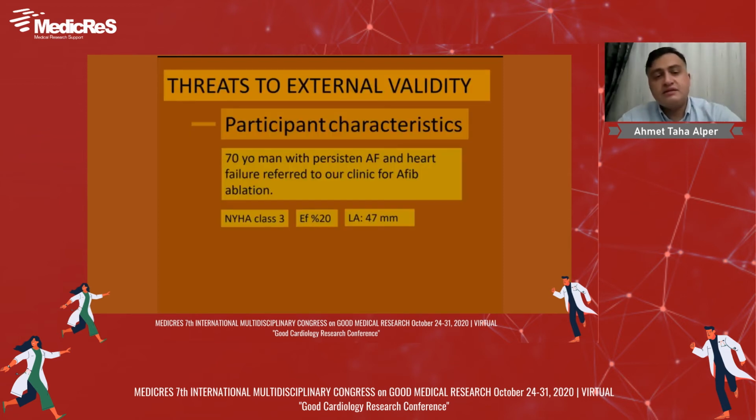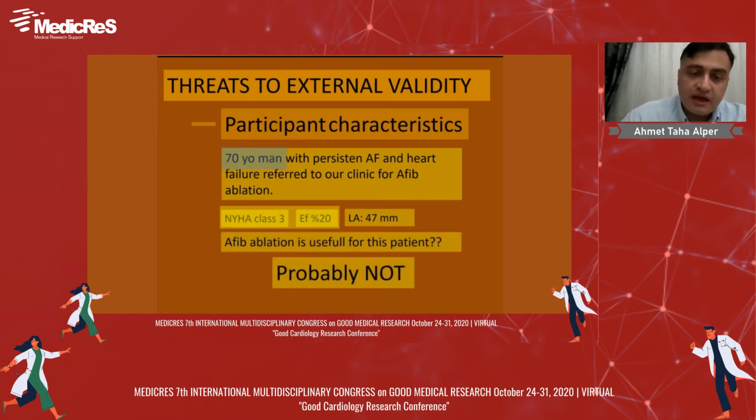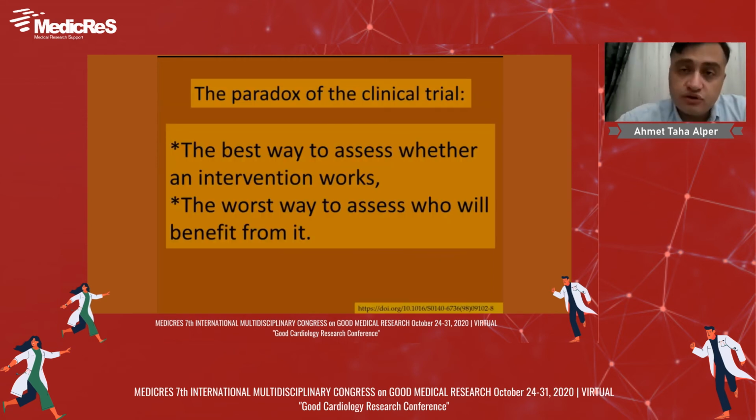When we go back to our case, he is a bit older, and his heart failure is severe. Subgroup analysis of the CASTLE-AF trial showed that there is a trend toward worse outcome if the patient's ejection fraction is lower than 25. So probably ablation will not be useful for our patient. We see the clear paradox of clinical trials. They are the best way to assess whether an intervention works and the worst way to assess who will benefit from it.